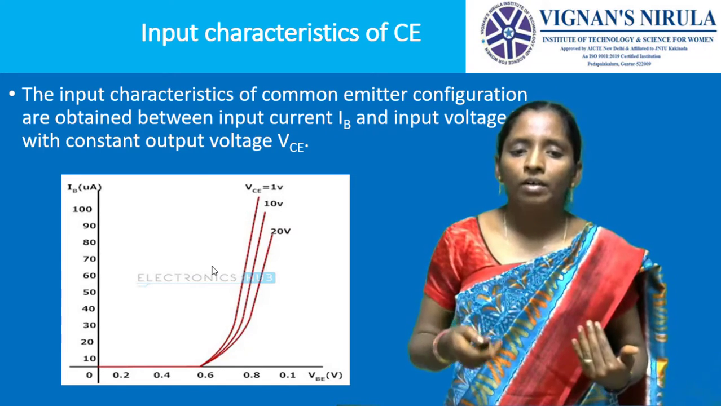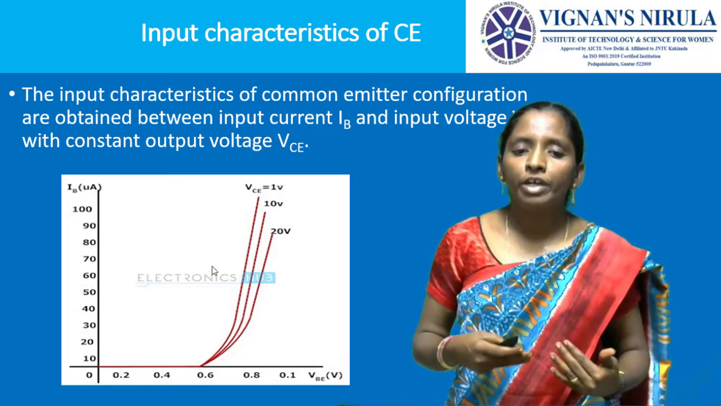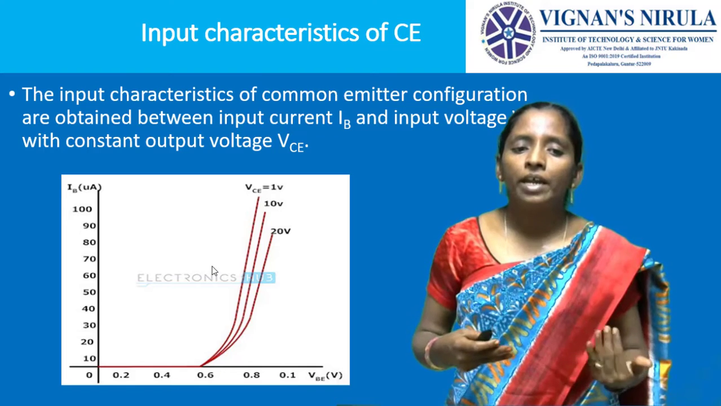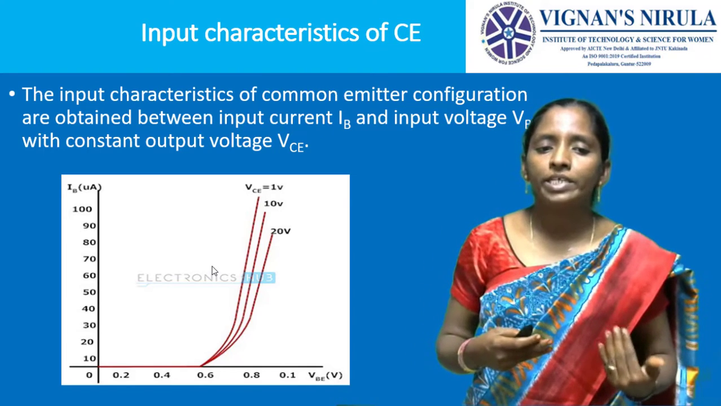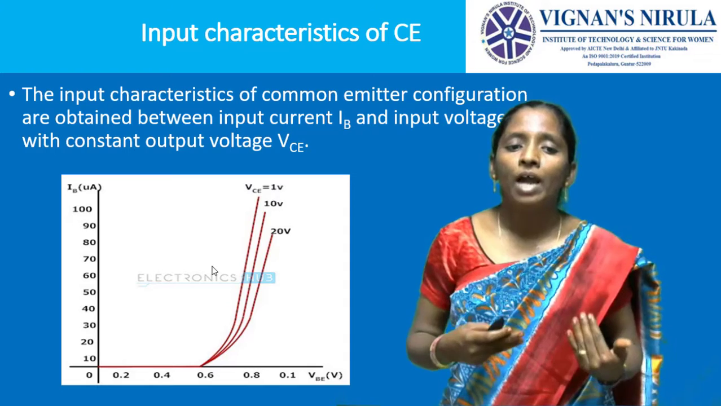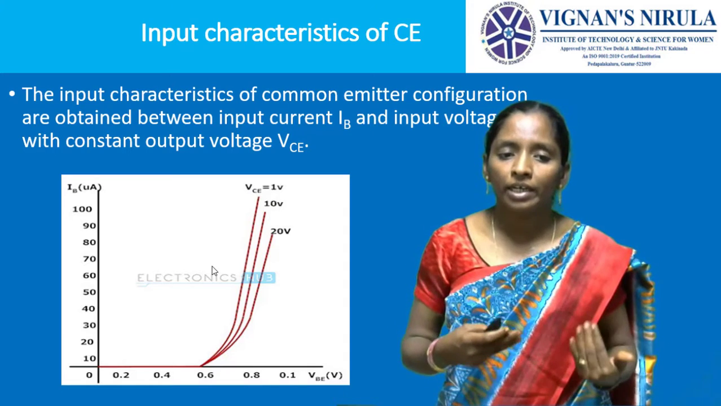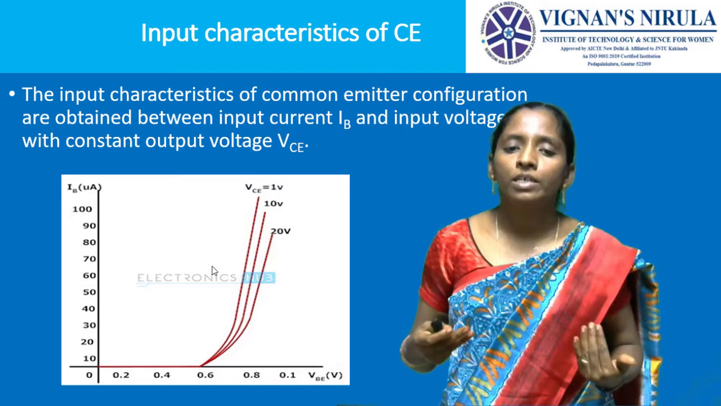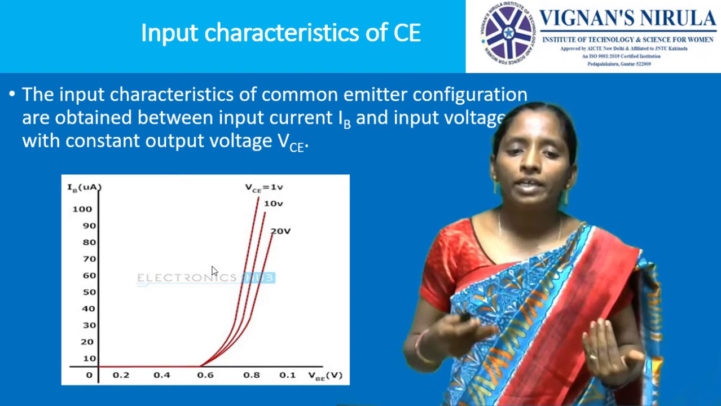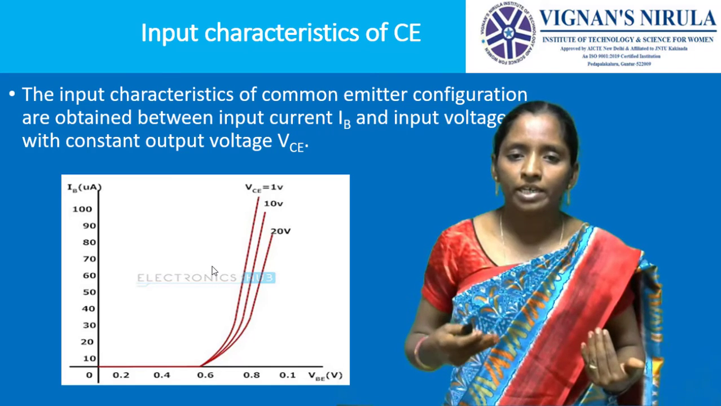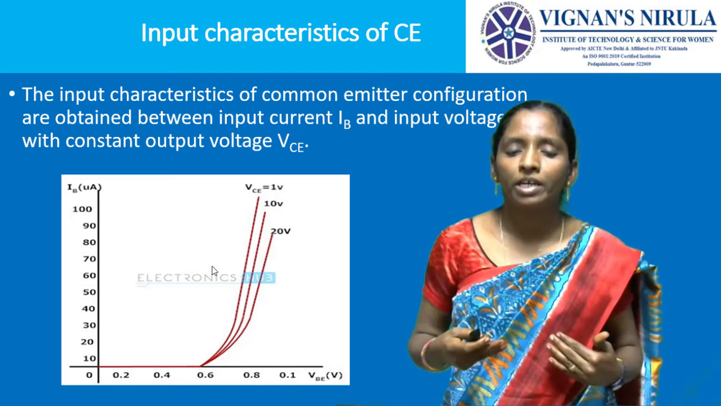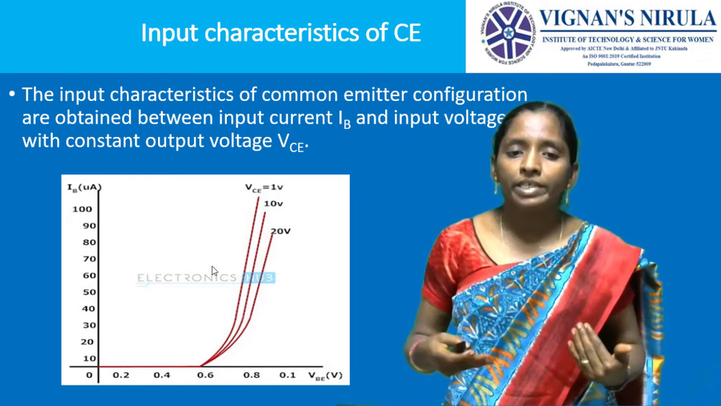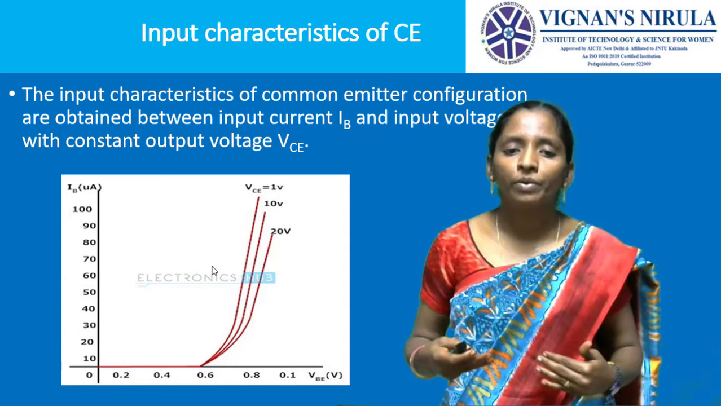Input characteristics. We are plotting a graph between input voltage and input current, keeping the output voltage constant. Here the input current is IB, which is very small, so we take IB in microamps, and we take voltage on the x-axis in volts. If you observe the input characteristics of the common emitter configuration, at VCE equal to 1 volt and then at VCE equal to 10 volts, the curve shifts to the right side.